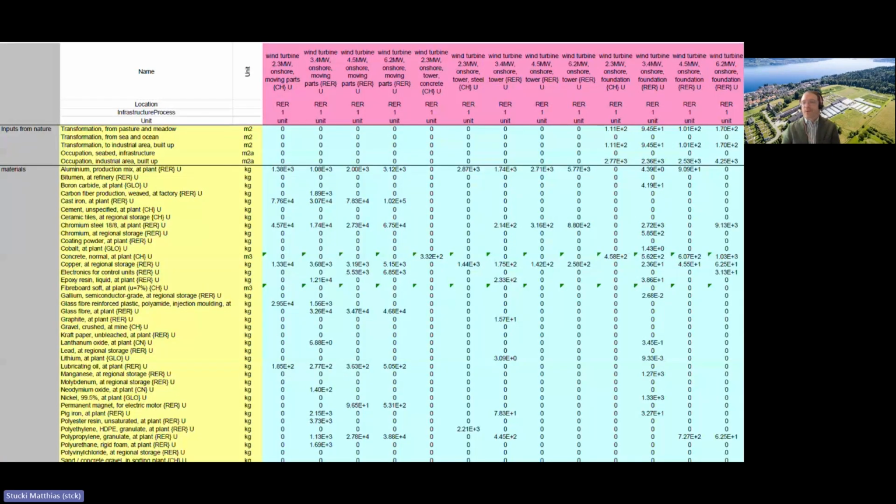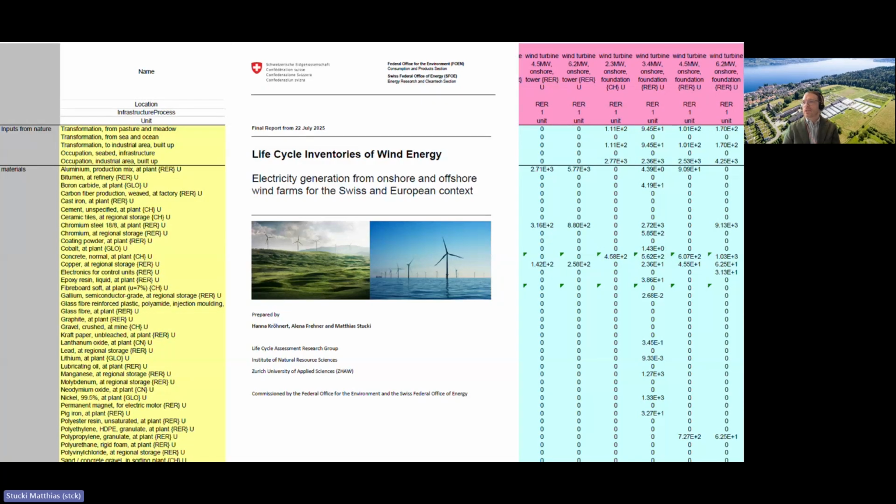Our LCA model typically covers a large range of numbers and information, and we also conducted the first inventory of different wind turbines in a European context. We published this for different LCA databases to be used as background databases, and we compared offshore and onshore wind power in Europe.